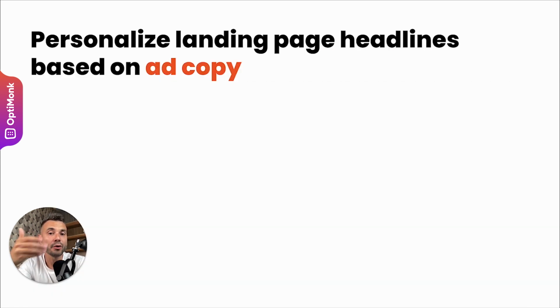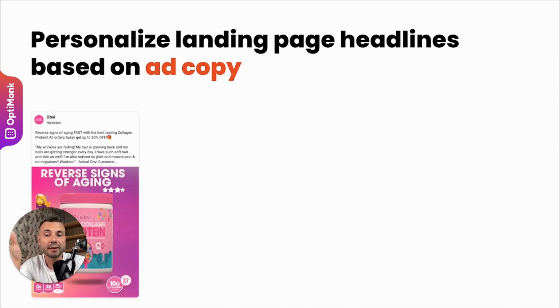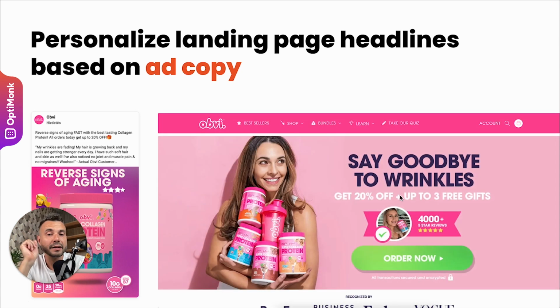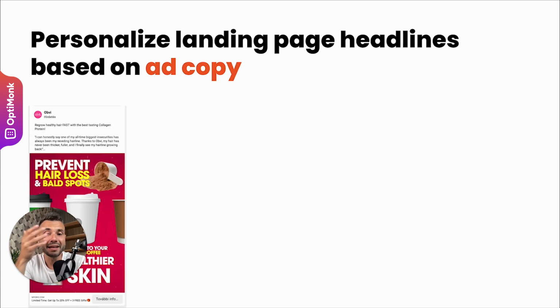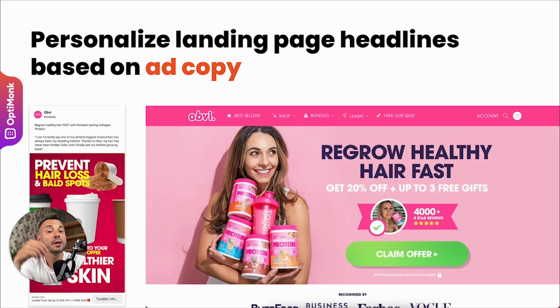Now let's see a more advanced personalization, when you actually personalize the landing page headlines based on the ad copy. So for example, if you are promoting "reverse the signs of aging," then the landing page will say "goodbye to wrinkles." But if your ad promotes "prevent hair loss and bald spots," then "regrow healthy hair fast" will be the landing page message. The landing page is the same and the offer is the same, but the headline is actually much more relevant to the ad that the visitor actually clicked on.